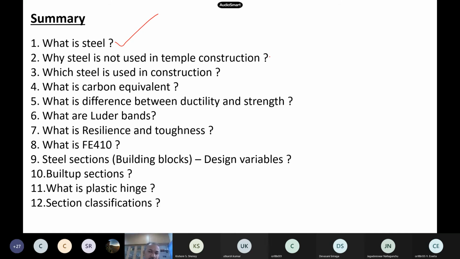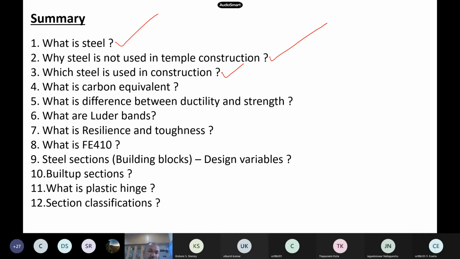Now why is steel not used in temple construction? Not only in olden days, now also in Ayodhya, as I told you, many temples don't use steel. Steel is considered an impure material. Excellent. So that is the reason according to the Agama Shastra.